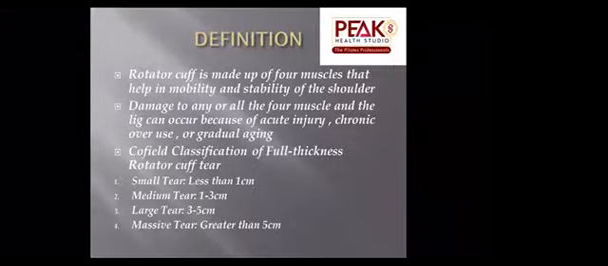The classification: Cofield classified the full thickness tear of the rotator cuff into 4 classifications: the small tear, the medium tear, the large tear, and the massive tear. If the tear is less than 1 centimeter, it is classified as a small tear. If it is around 1 to 3 centimeter, it is a medium tear. If it is around 3 to 5 centimeter, it is a large tear. And if it is greater than 5 centimeter, it is a massive tear.